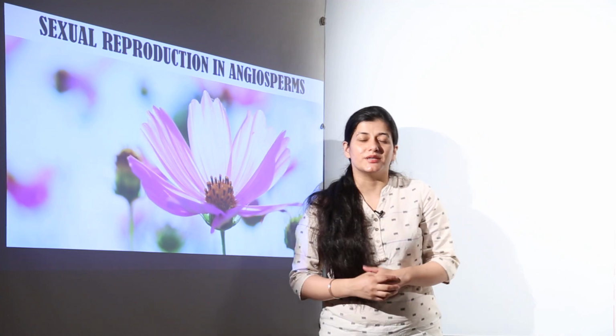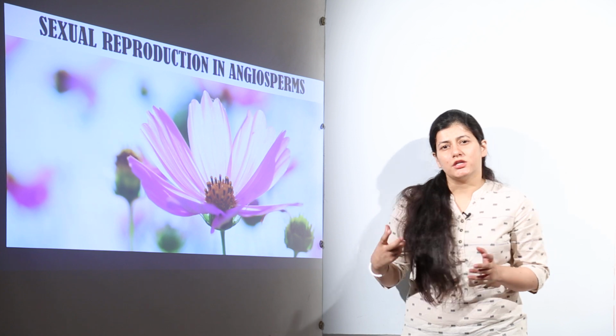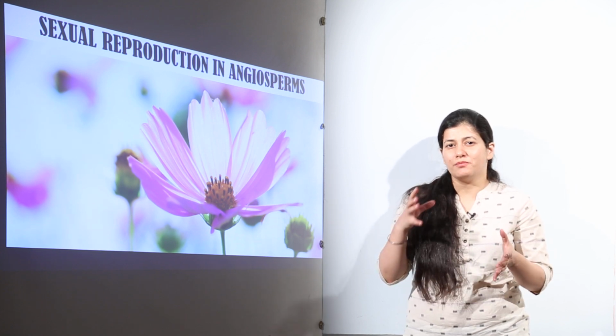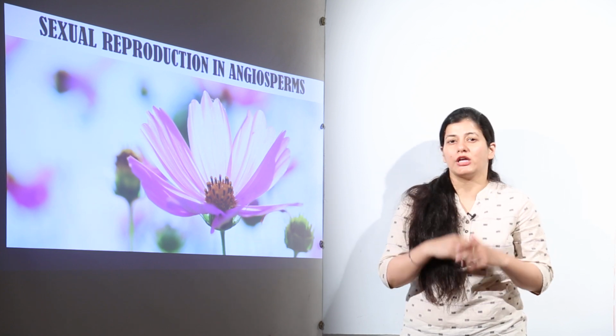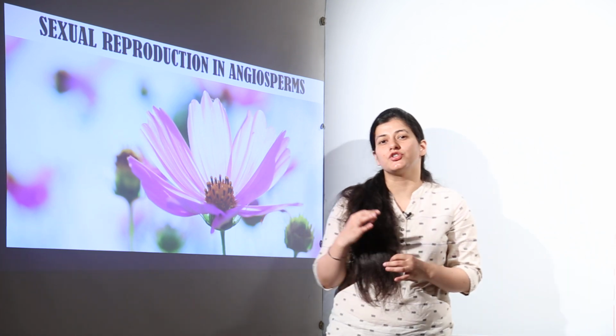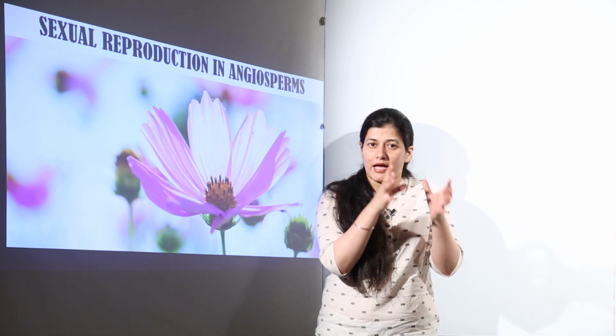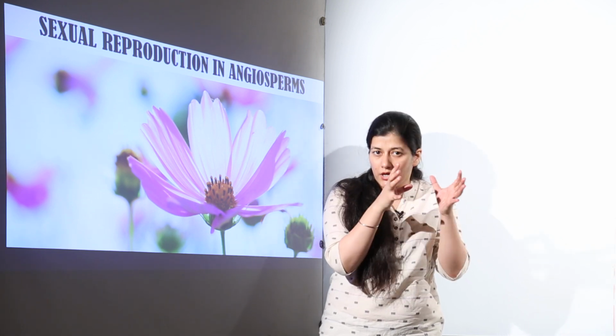We had talked about sexual reproduction in angiosperms, and we got an introductory lesson where we said that the main site for sexual reproduction in the flowering plants is of course the flower. So, we are going to see the structure of a typical flower, what all it contains and where that site of sexual reproduction would be located.